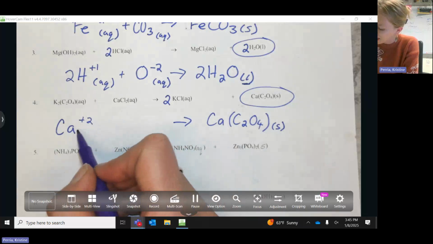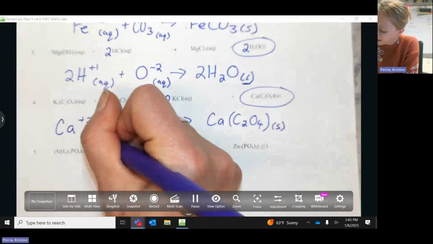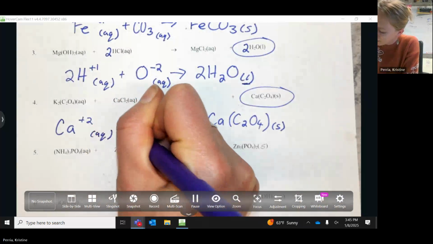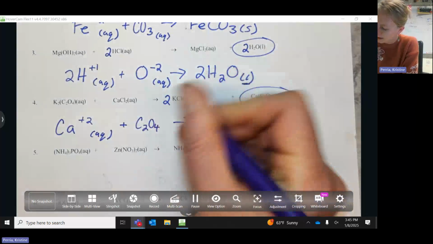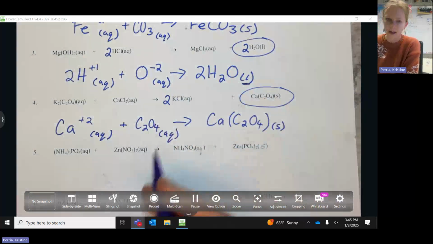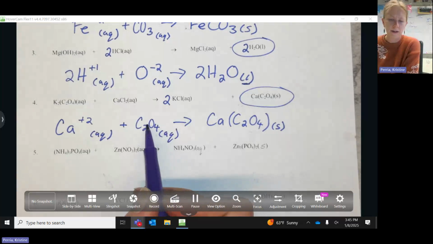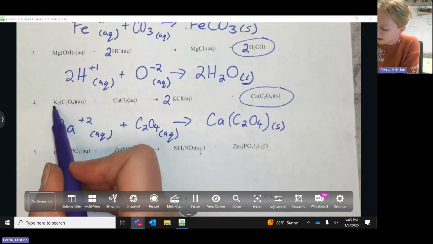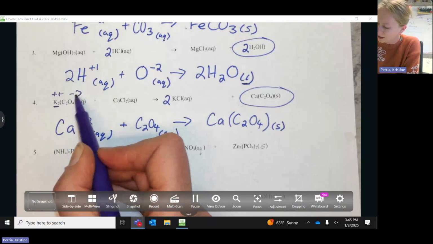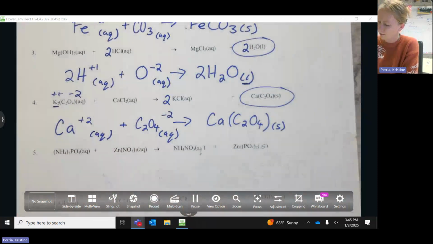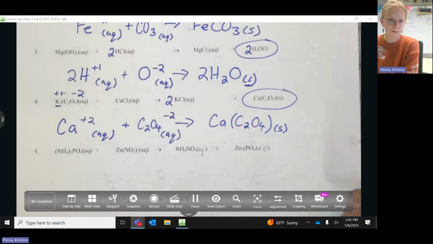Okay. Anyway, so Ca is +2. So I'm going to put that there. That's going to be aqueous. Plus C2O4 is a polyatomic ion. Okay. That's, of course, aqueous. And we have to figure out what the charge is on this. So if you look here, there's 2 potassiums. We know potassium is +1, but there's 2 of them, so this must be -2. Okay, and we're good to go.